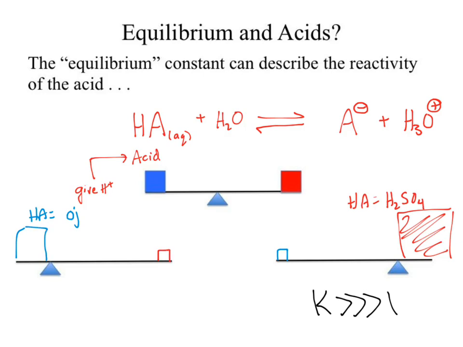We have very small amounts of our product, and our K value is now much less than 1. So we could look up K values for our individual acids to predict something about their strength. Okay, so that's awesome. We have a way to quantify things.